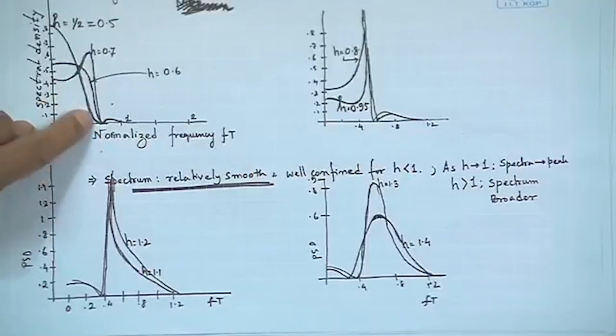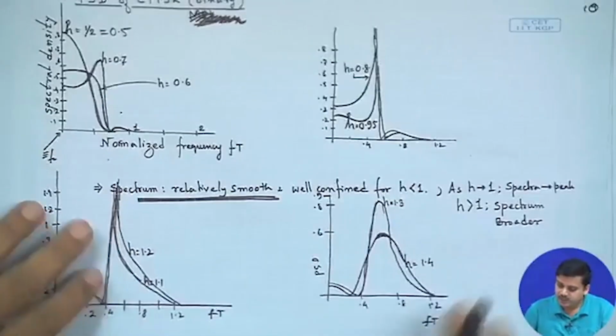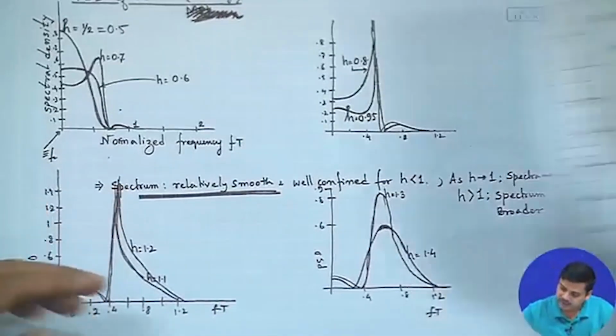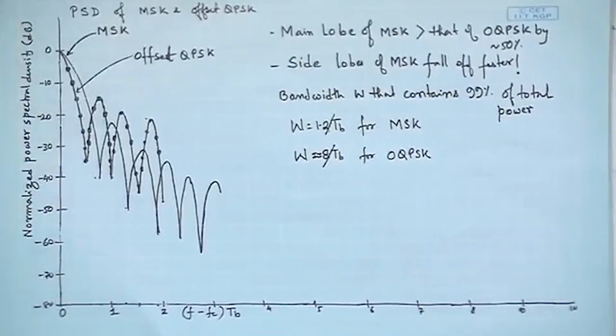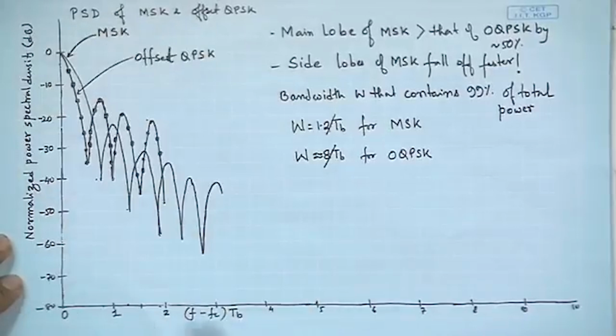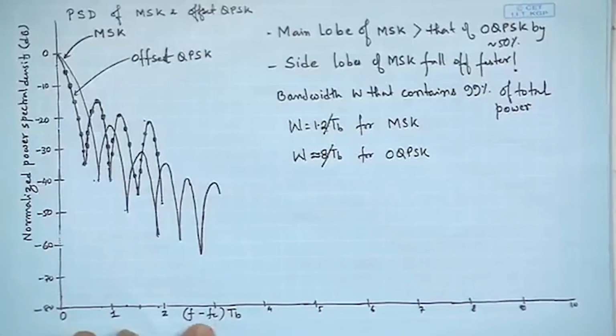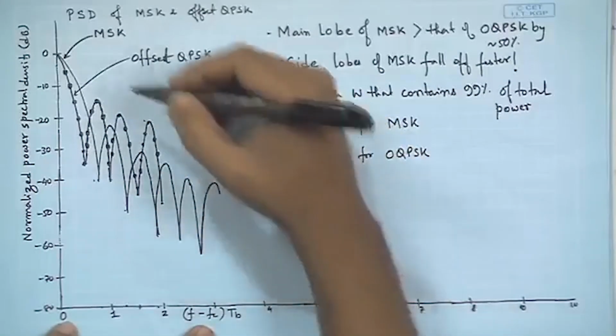In case of MSK, we have H equals half, and that would mean this particular spectrum that we follow, right, this particular spectrum that we follow. So, it is pretty well contained over here. So, now we take a look at the relative comparison of the power spectral density of MSK and offset QPSK. So, this is again a rough diagram. So, this is the normalized power spectral density in dB, and this is the normalized frequency axis, (f minus fc) times Tb.